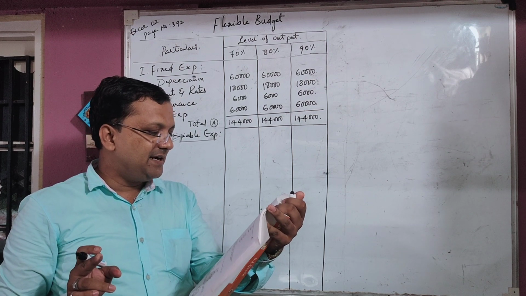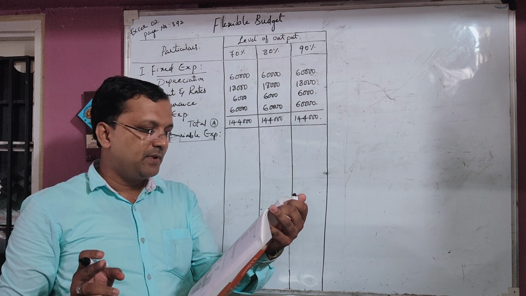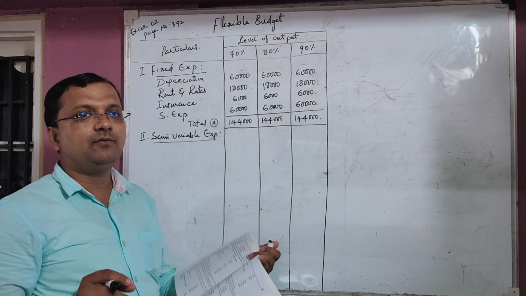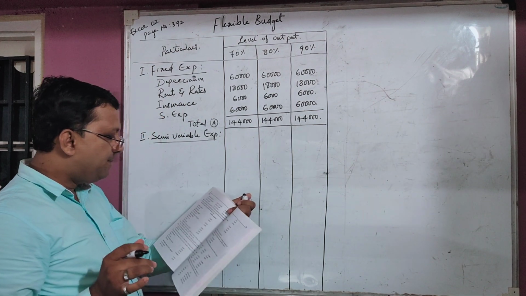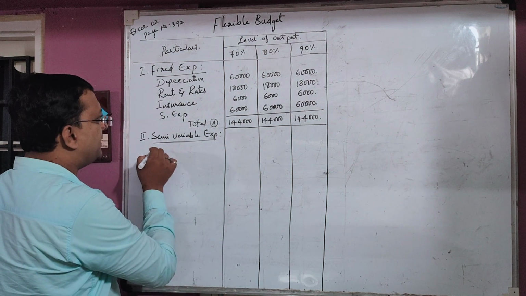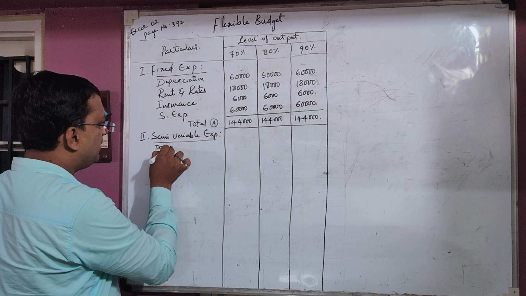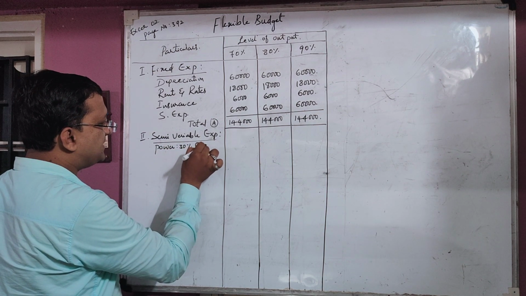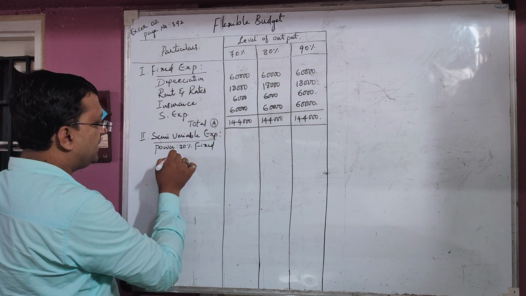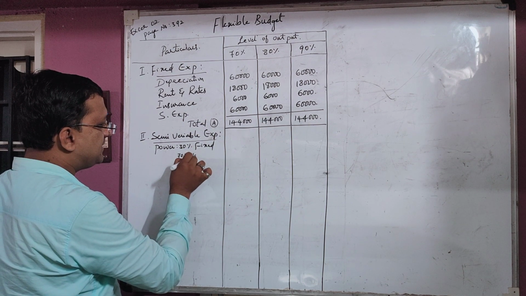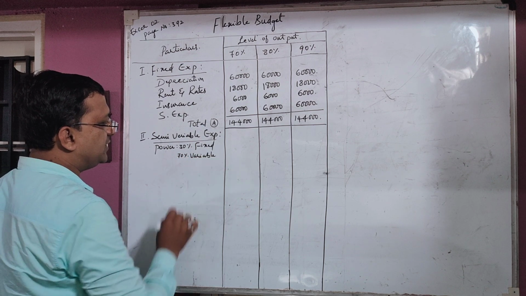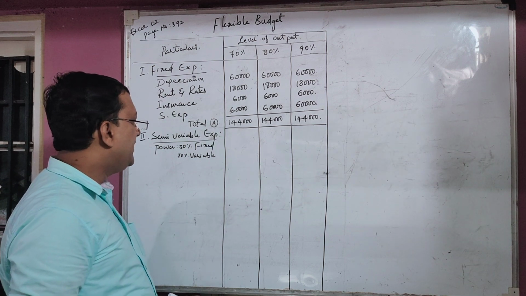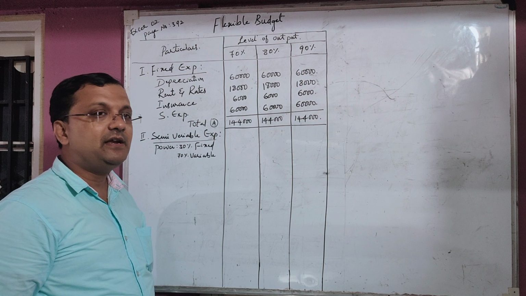Then repairs and maintenance 60% fixed, means remaining 40% is variable. For that you need to calculate with workings. First expenditure, power: 30% fixed, as they have been given. Then 70% is variable, that is understood. 30% is fixed, 70% is variable.